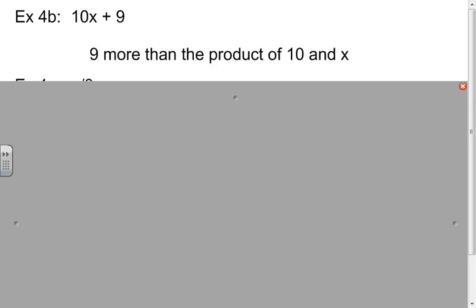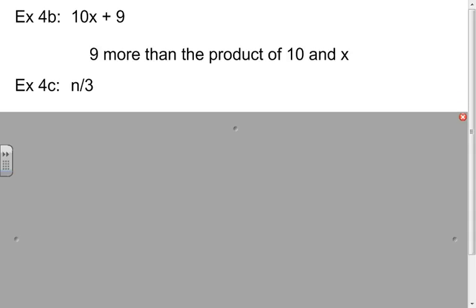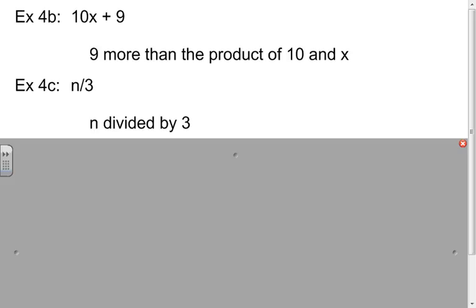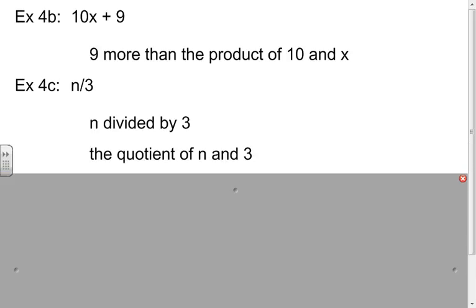Another example of this. Okay, take a look at that for a second. One of the ways I can write this, 9 more than the product of 10 and x. The 10 and the x are being multiplied. The 9 is being added. It all works out. Example 4c, I can write it as n divided by 3. I could also use the quotient of n and 3. There's probably some more, but there's a couple of examples.